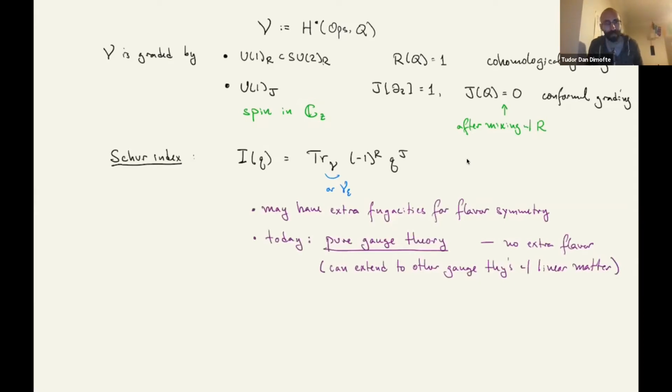In general, if the supersymmetric theory has extra flavor symmetries, we can throw in some extra fugacities for that. I won't actually do it today. The examples I'll talk about are in pure gauge theory. That was the simplest thing for us to start thinking about, though there should be interesting generalizations to other theories. I'll also point out pure gauge theory is not conformal. Nevertheless, the techniques I'll discuss work just fine.